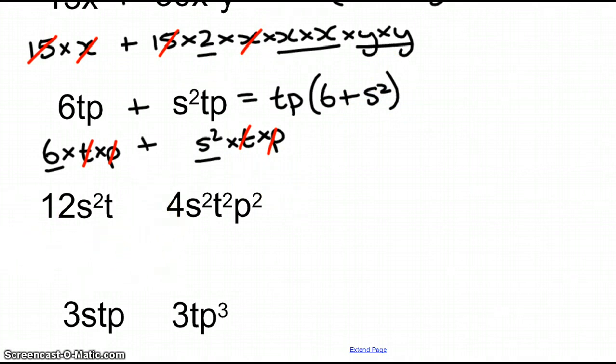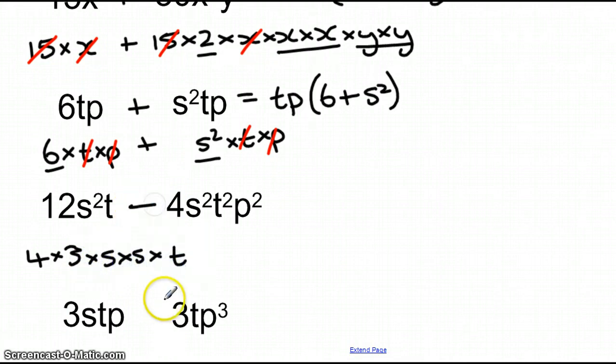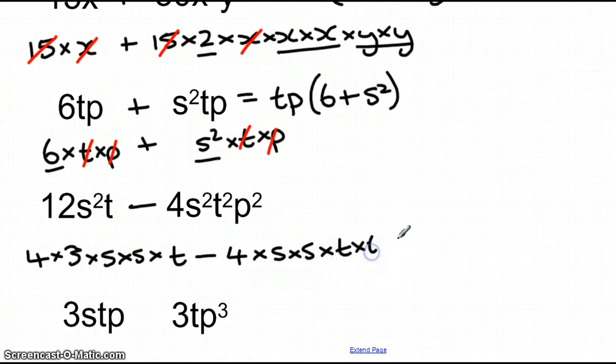Okay, 2 more to go. For this one, we've got 12 and we've got 4 on the front of our expressions. What goes into both? 4 goes into both. So 12 can be factorised into 4 times 3, so we've got the 4 in both, times s times t. I'm going to do a minus in the middle, so minus 4, and we've got a lot of s's to go, a lot of t's, and some p's. So I've got 2 s's, 2 t's, 2 p's, because they're all squared.